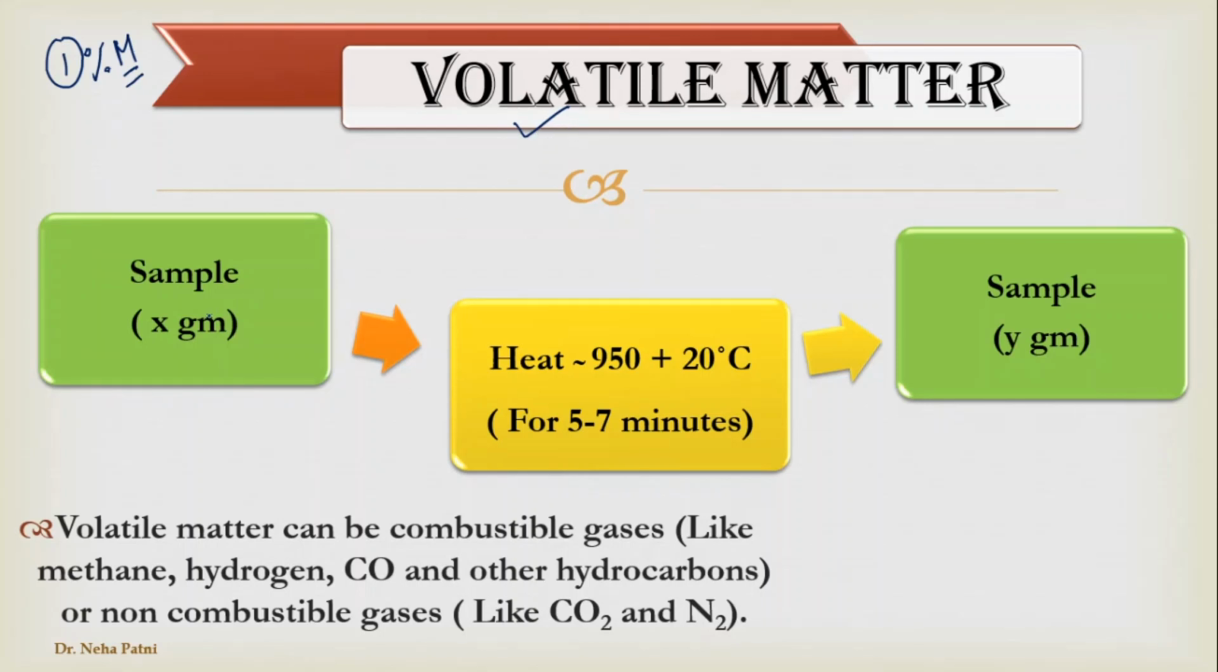For that you take the sample which is X gram. I guess you remember you started with W gram, then you heated it at around 100 degrees for around 1 hour, and the weight decreased to X gram. Now I'm going to take the same sample and go to the next step. Here I have to heat it at 950 plus or minus 20 degrees for 5 to 7 minutes.